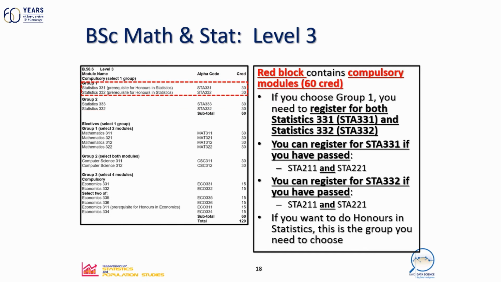Let's look at Group 1. Here you have to register for Statistics 331 if you have passed Level 2 Statistics, and you also have to register for Statistics 332, given that you have passed Level 2 Statistics.